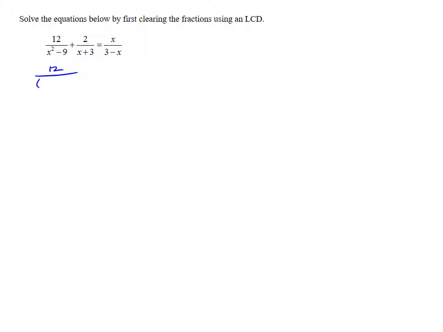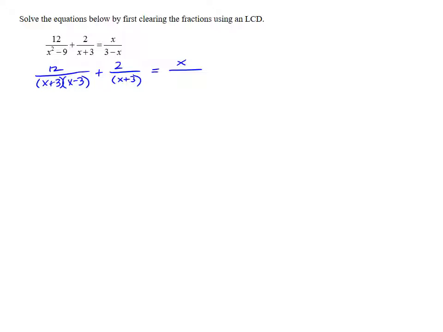12 over, this is the difference of squares, x plus 3 times x minus 3. My second fraction, which I'm adding on, would be 2 over x plus 3, which doesn't factor, so I'll leave it in parentheses to emphasize that. And then my third fraction on the other side of the equation, my numerator is x.